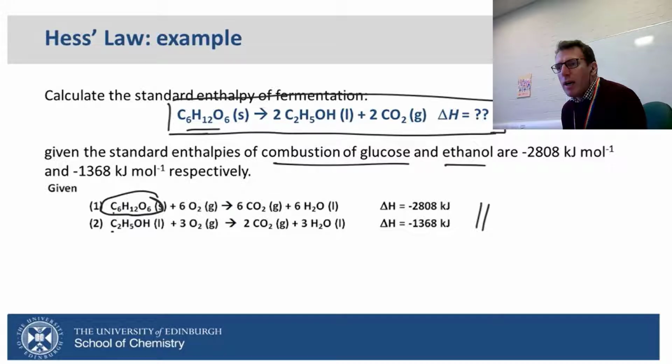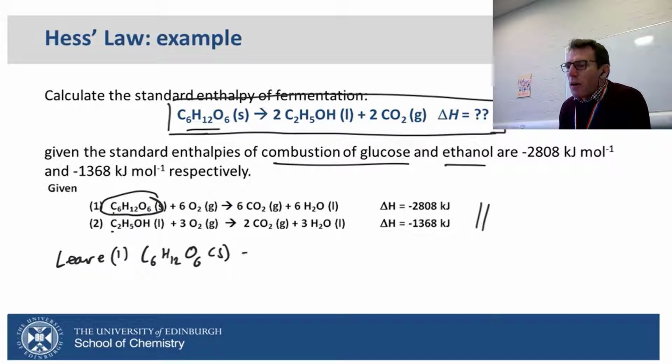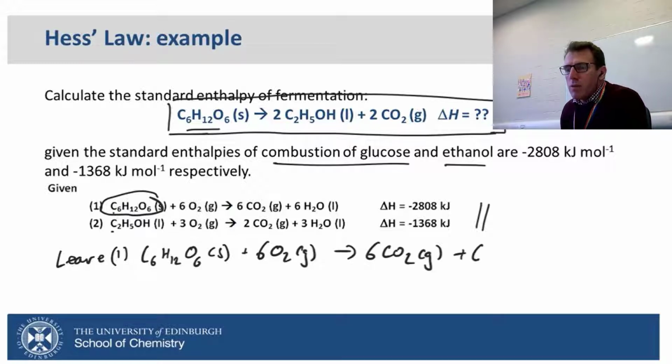So we leave equation 1 as it is. Equation 1 is essentially the same equation, C6H12O6 combusting with oxygen to form carbon dioxide and water. We don't do anything with that. Why? Because we have 1 mole of our desired reagent on the left hand side in that equation, so the delta H for that doesn't change.